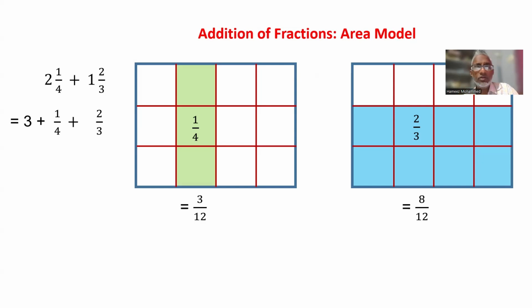So now we could replace it with 3. So all we're doing is changing it into a form that we can work with. So 1/4 is 3/12, and 2/3 is 8/12. So we have 3 of those small rectangles plus 8 of those small rectangles, which gives us 11 of those rectangles, 3 and 11/12.